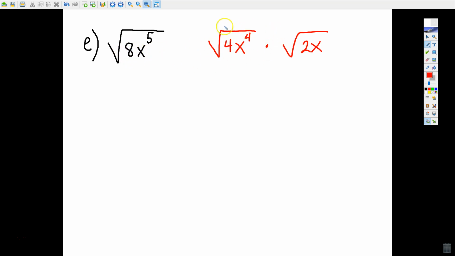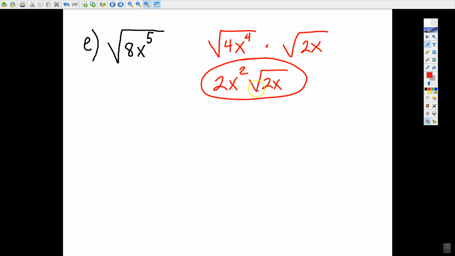They sure do. So simplify the left one. Square root of 4 is 2. The square root of x to the fourth is x squared. And then you bring down the radical that can't be simplified. 2x squared times the square root of 2x.